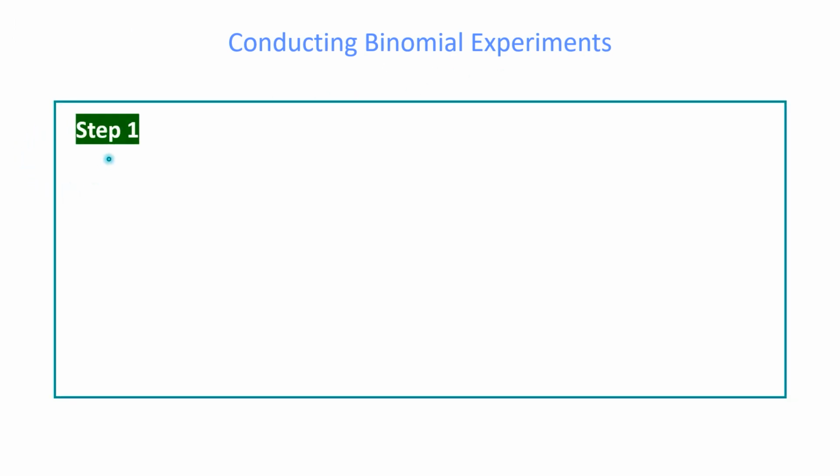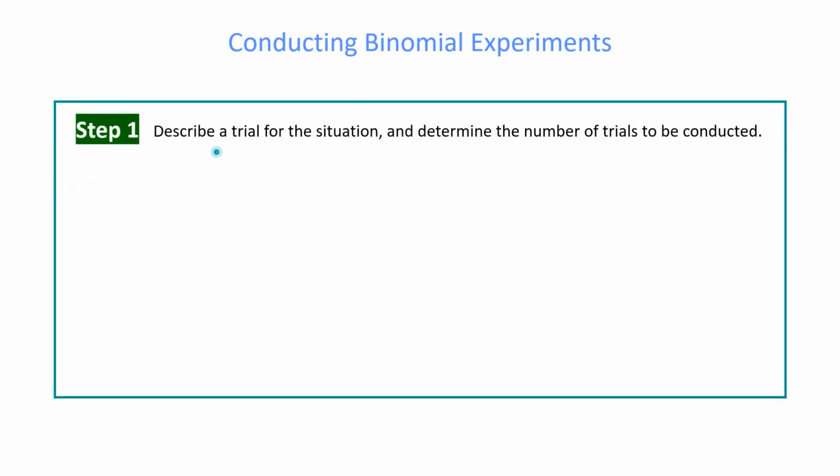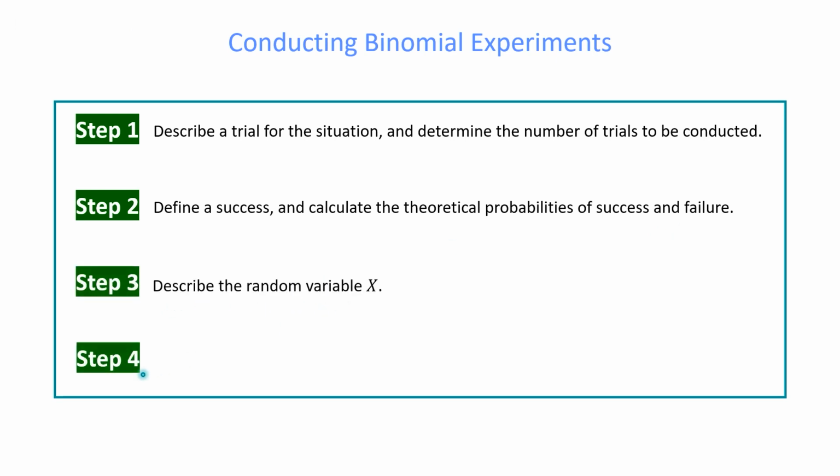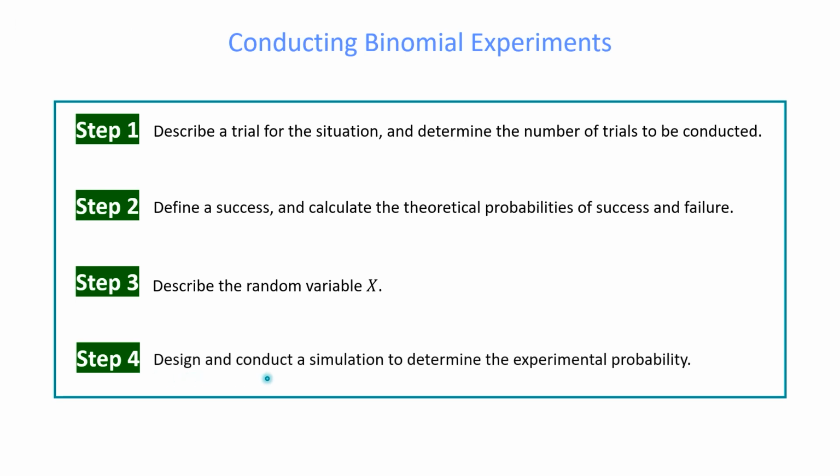Now, when conducting a binomial experiment, we want to follow 4 steps. So for step 1, we want to describe a trial for the situation and determine the number of trials to be conducted. Step 2, define a success and calculate the theoretical probabilities of success and failure. Step 3, describe the random variable x. And step 4, design and conduct a simulation to determine the experimental probability.